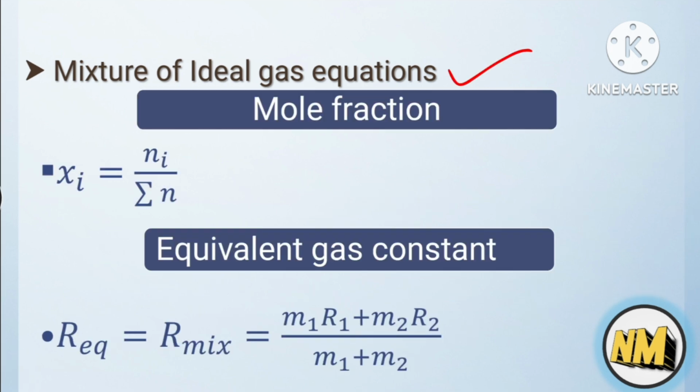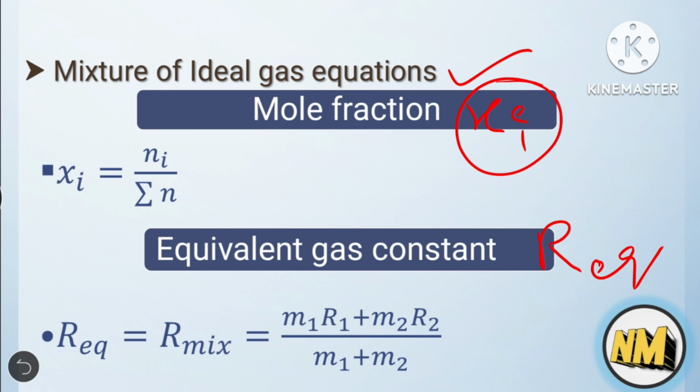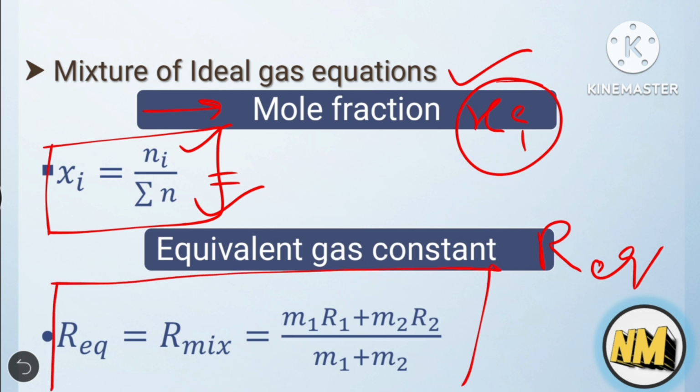Here I am going to explain mole fraction and equivalent gas constant. The mole fraction is represented with xi, and the equivalent gas constant is represented with R equivalent. The mole fraction is defined as the ratio of the number of moles of the ith gas to the total number of moles in the mixture, and this is the formula for mole fraction. For the equivalent gas constant, I wrote the equation so that you can remember it: R equivalent equals m1 r1 plus m2 r2 divided by m1 plus m2.